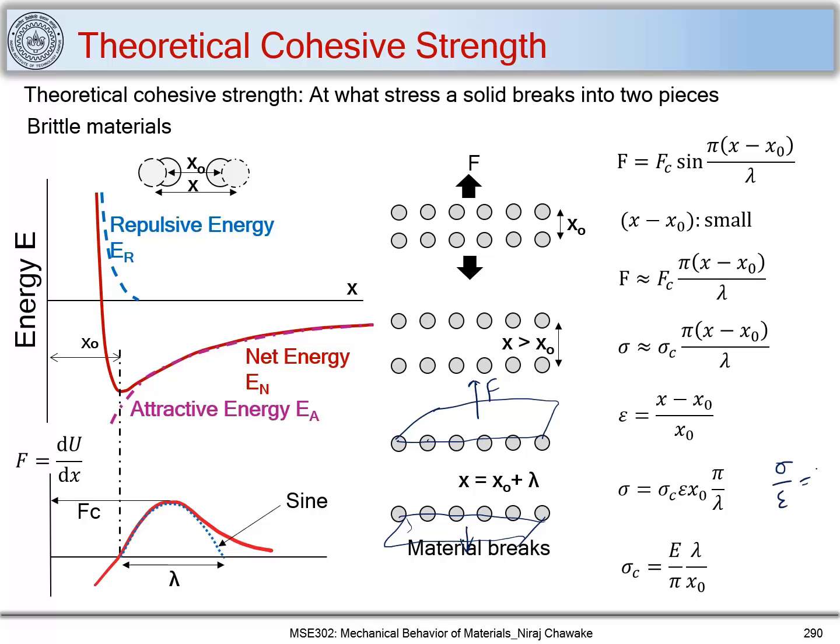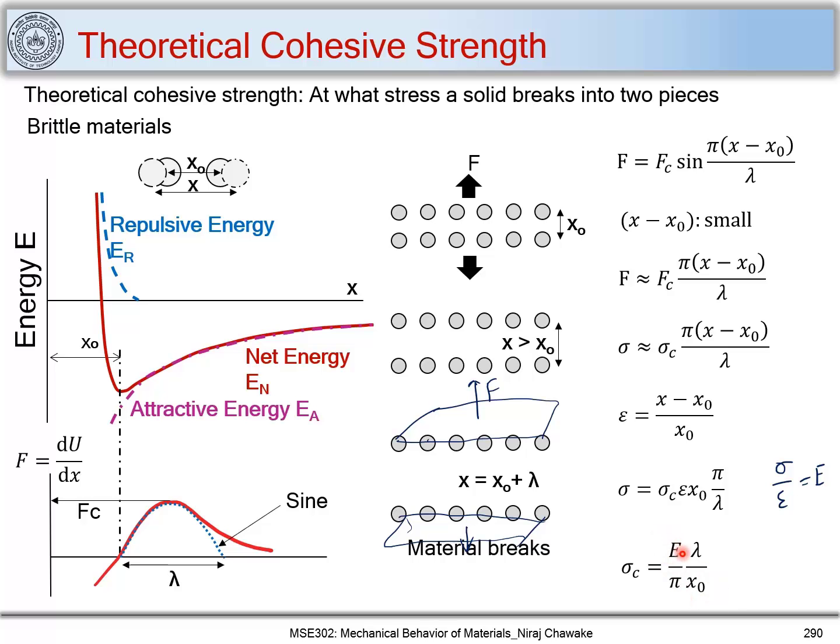Sigma upon epsilon, you can replace it by Young's modulus, and when you rearrange these terms, you can find out a maximum stress or a critical stress in terms of Young's modulus, lambda, pi, and x naught. So this x naught, that is the equilibrium separation between two atoms, can be obtained using XRD data or some other evaluations. So you can find out interplanar distance, etc., and we can get this term.